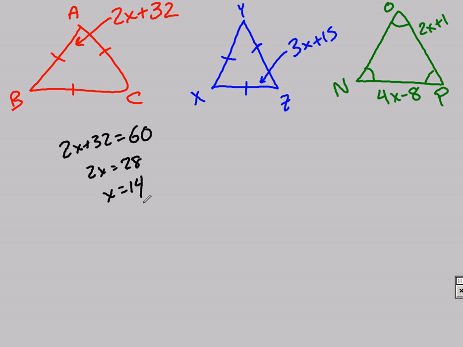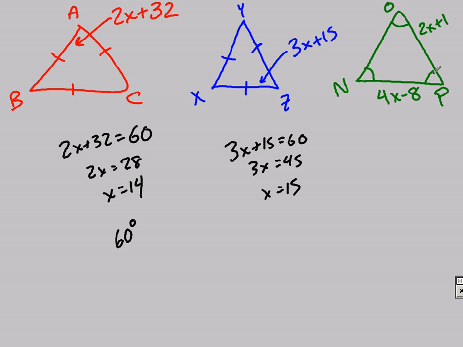I don't even have to plug back in for an angle because I know it should be 60. But it'd be good to go and double check it, and yes, you get 60 degrees. In this one, same thing. 3x plus 15 equals 60. That means that 3x equals 45, or x equals 15.